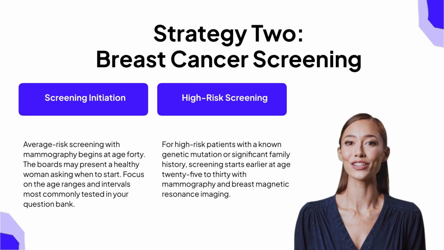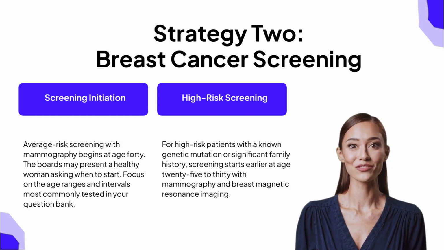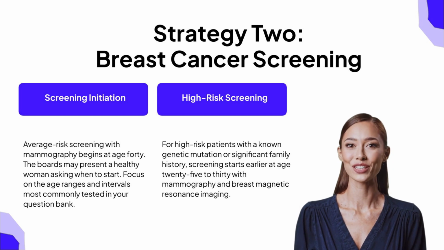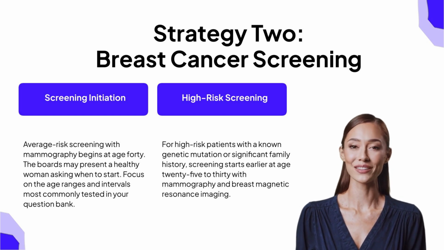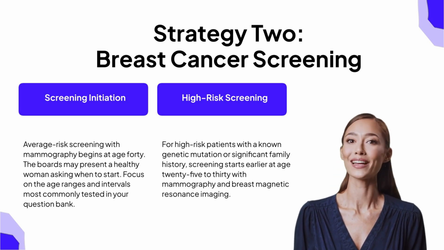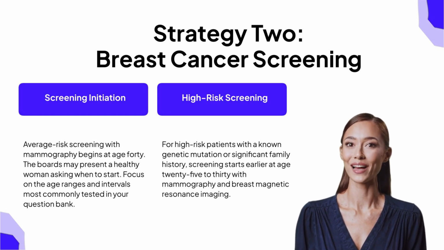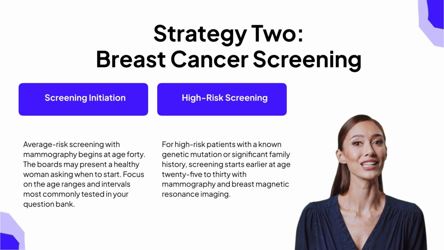For high-risk patients, the screening approach is more aggressive. If the question mentions a known genetic mutation or a significant family history, such as a first-degree relative diagnosed before age 50, screening typically starts earlier, around age 25 to 30, and includes both mammography and breast magnetic resonance imaging. Review the screening guidelines in your question bank and First Aid to reinforce these age cutoffs.